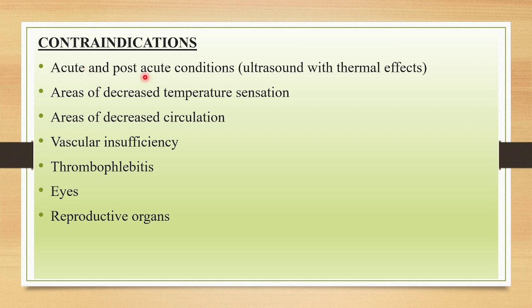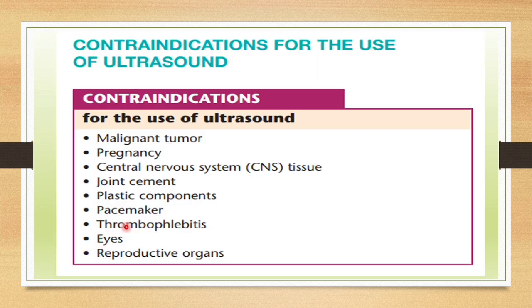Coming to the contraindications: acute and post-acute conditions, areas of decreased temperature sensation, where the patient has a lack of sensation in particular areas, and areas of decreased circulation, vascular insufficiency, thrombophlebitis, that is the inflammation of your vein. It is also contraindicated over the eyes and reproductive organs. So these are the different contraindications.